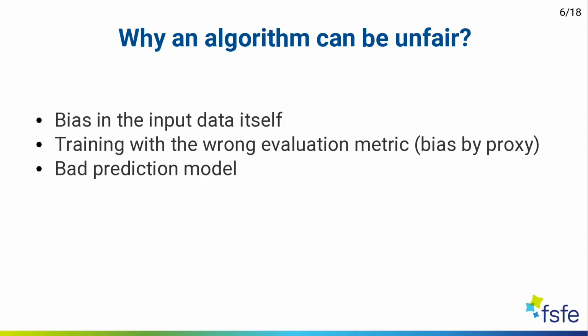An algorithm can be unfair because there can be bias in the input data itself, or it can be trained with the wrong evaluation metric, or the algorithm can be trained with the right evaluation metric, but it forgets about everything else. So it optimizes for this metric, but not for fairness, for example. Or you can have a bad prediction model that introduces unfairness.